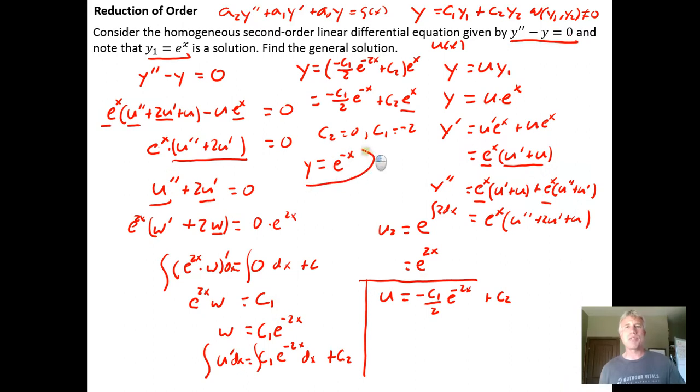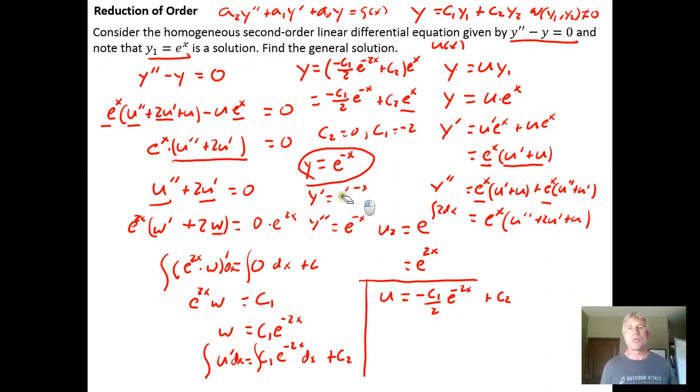And you could verify this by substituting into the differential equation. If we put e to the negative x in for y, and then we take the second derivative of e to the negative x, the first derivative is going to be negative e to the negative x, and the second derivative would be e to the negative x, and you get e to the negative x minus e to the x is 0, so it is a solution.